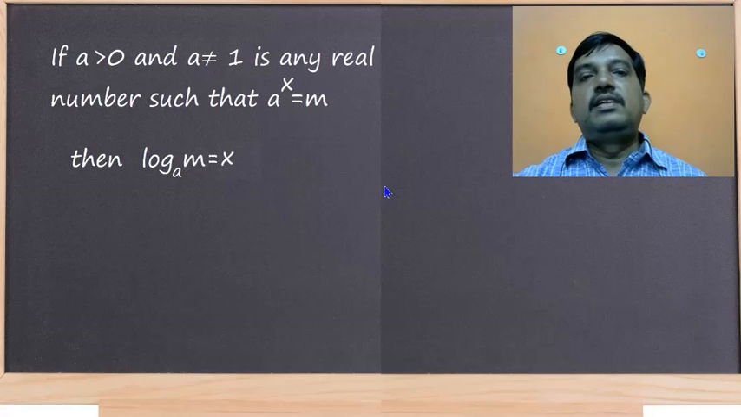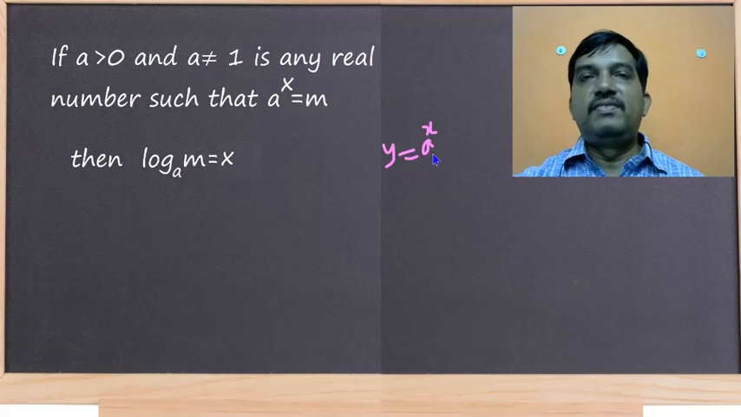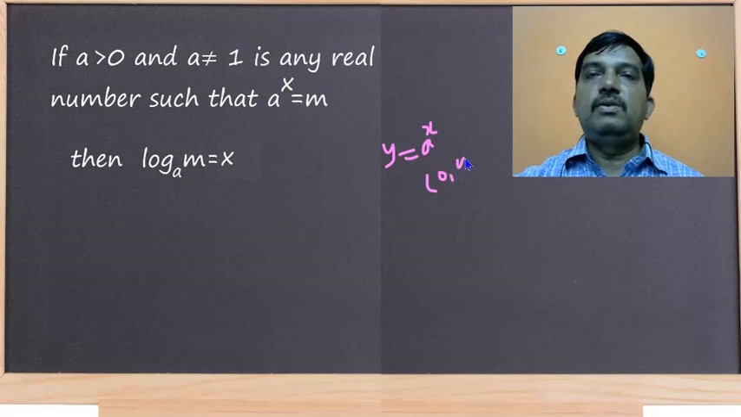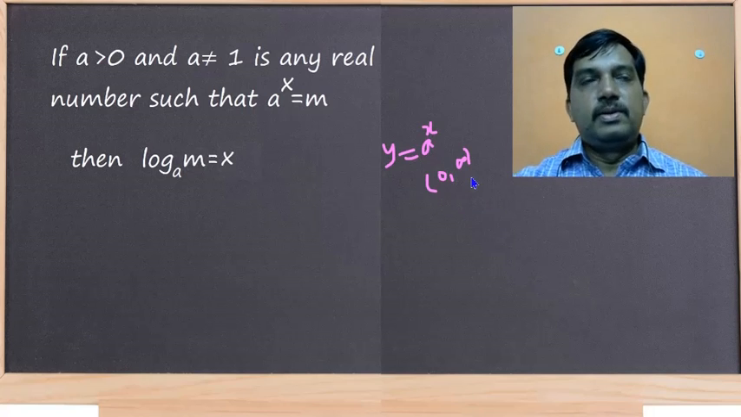Hello students, in the previous video I explained the exponential function. When you take an exponential function y is equal to a power x, you should know the domain of the function, and the domain of the function is real numbers. It is defined for all real numbers, and the range is 0 to infinity. Range of this function is 0 to infinity, and a power x is always positive.